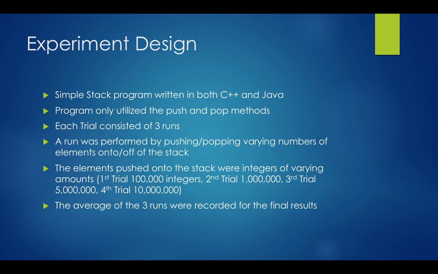Each trial for the experiment consisted of 3 runs. A run was performed by pushing or popping varying numbers of elements onto or off of the stack. The elements pushed onto the stack were integers of varying amounts. The first trial was integers 0 through 99,999.